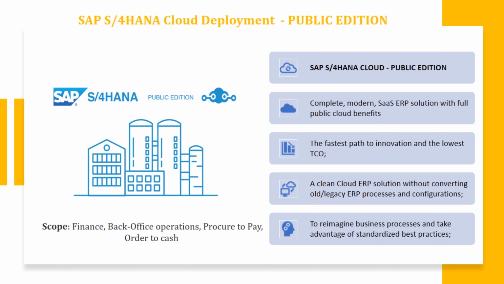So this is just about the benefits of the public edition's features, like it's a complete modern SaaS concept. It is a faster path to innovation. The innovation SAP provides in the public cloud is very fast because the product is upgraded every 6 months. So the customer can have the latest features they require, and everything will be taken care of in the public cloud.